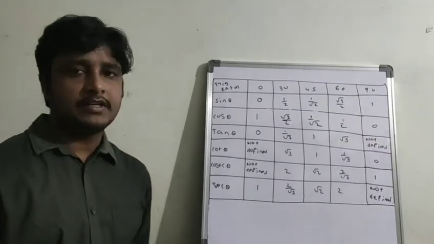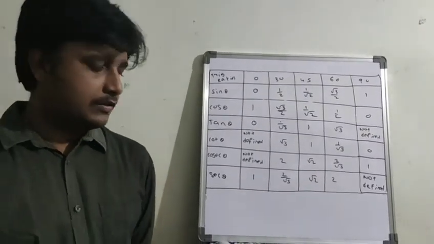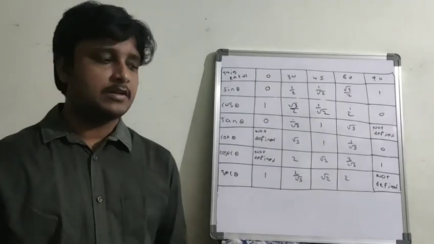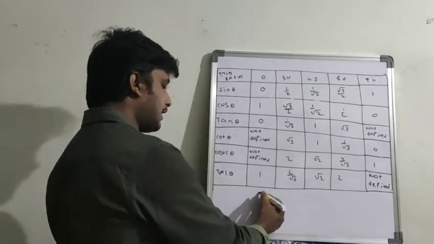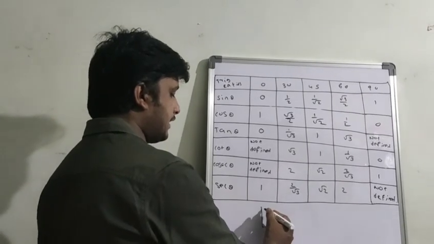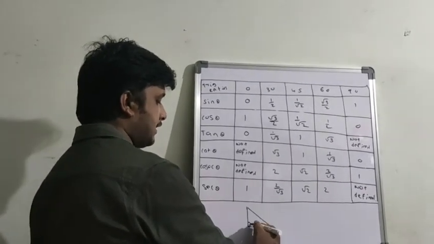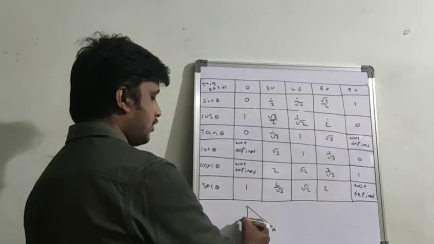So in today's class, we discuss the complementary angles of trigonometric ratios. First of all, what is the meaning of complementary angles? In a right angle triangle, one angle is 90 degrees, and the remaining two angles are complementary to each other.